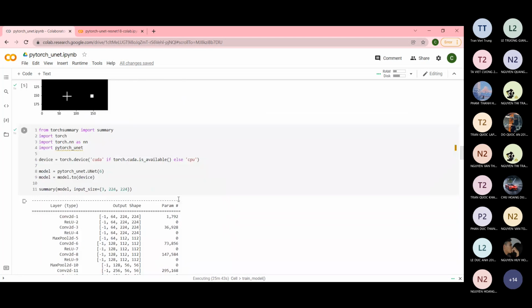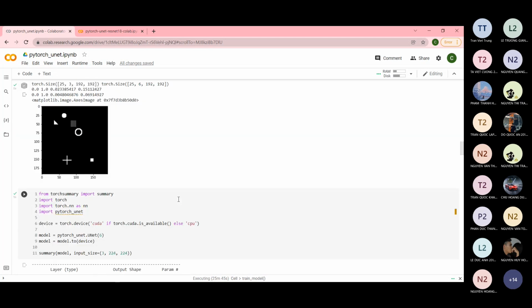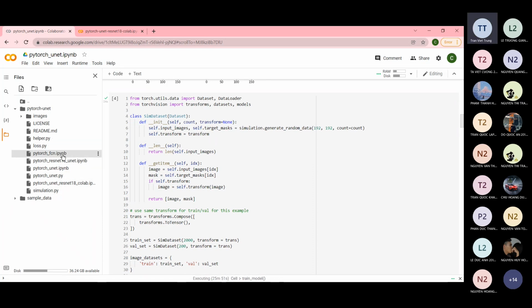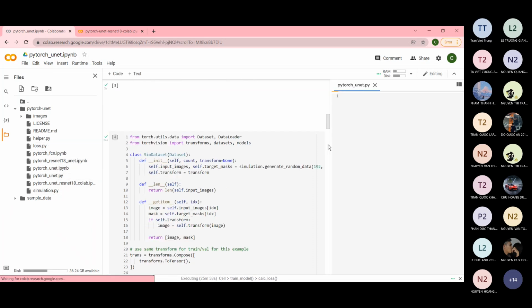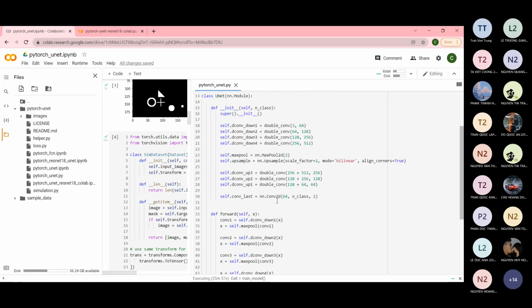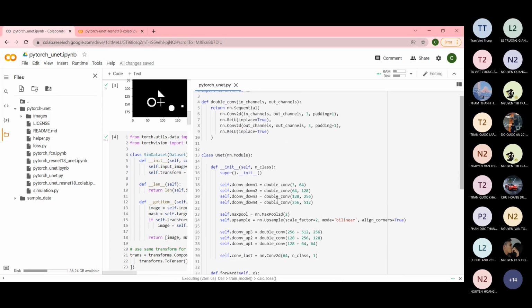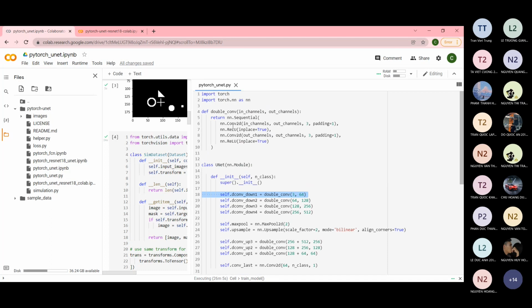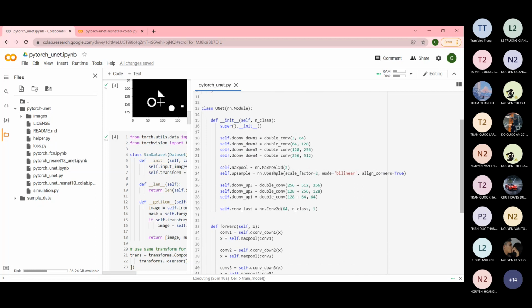Okay, so shall we look at the model? Maybe we look at the model that is declared in here. So they use this function to declare two convolution layers with the ReLU activation function, max pooling, and they use upsample with the scale factor of 2, which means we double the size of the images.